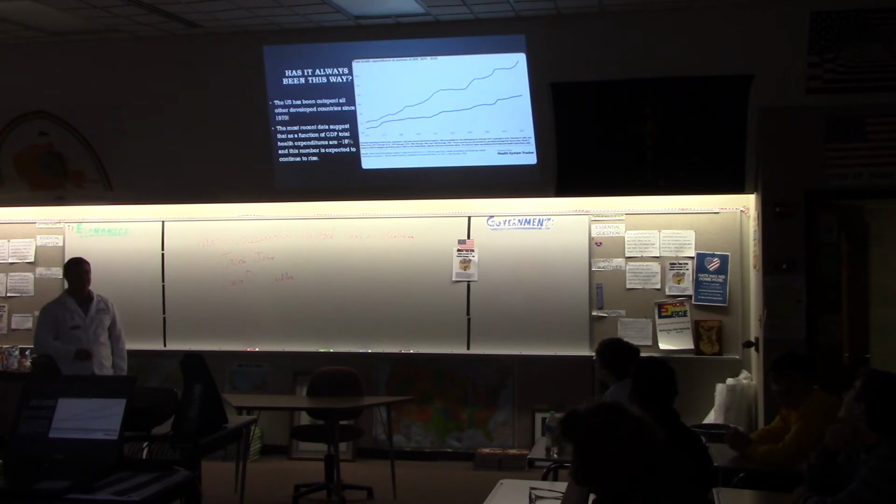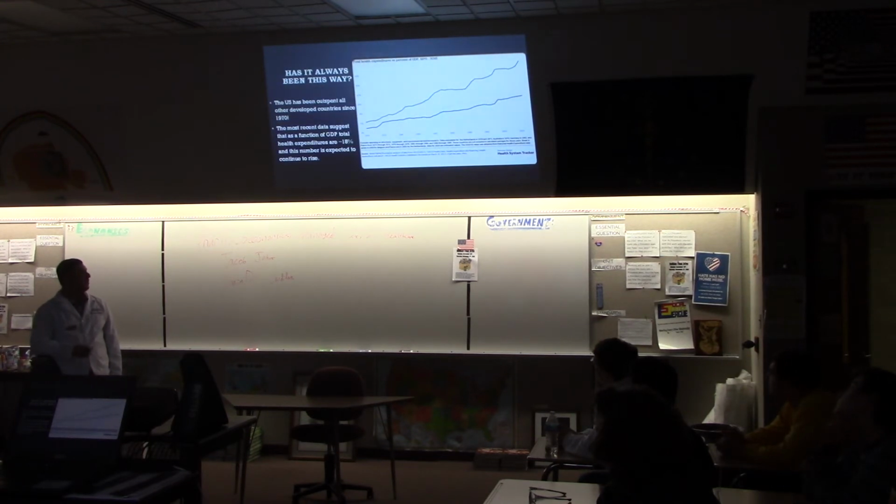Okay, so has it always been this way? Yeah, we've outspent all countries since 1970. The most recent data suggests that as a function of GDP, total health expenditures are around 18%. Some studies say 17.9%. It's going to increase if we don't change anything.